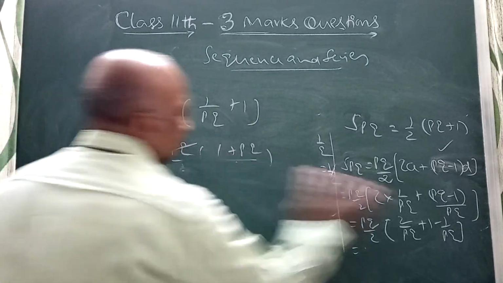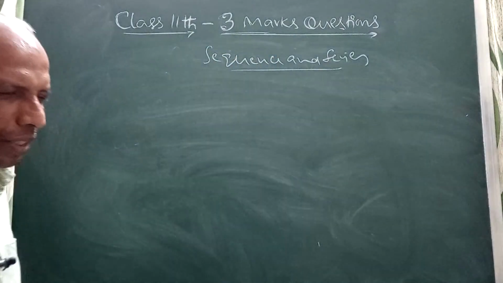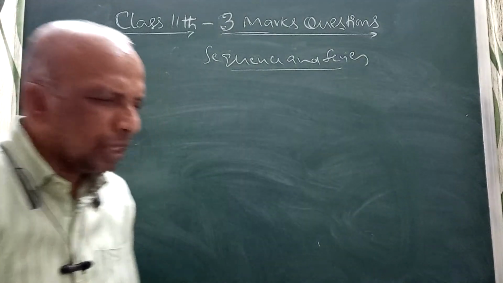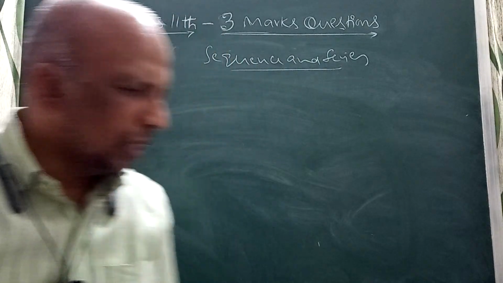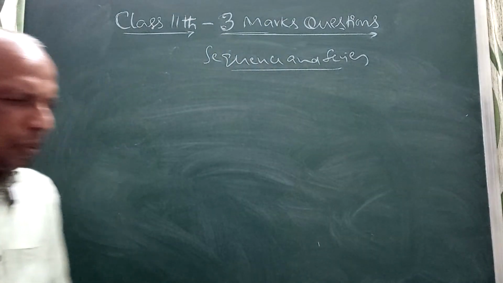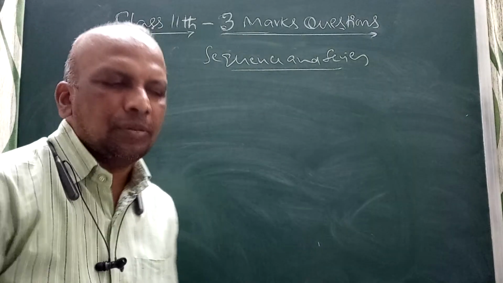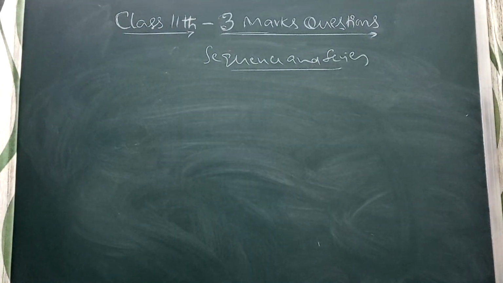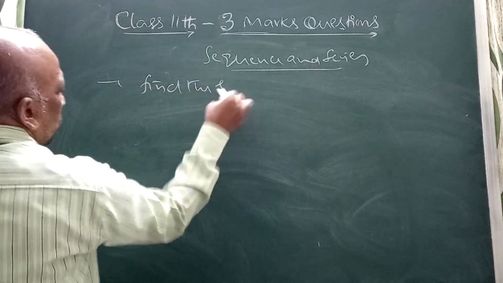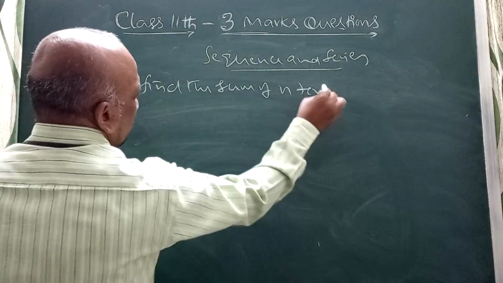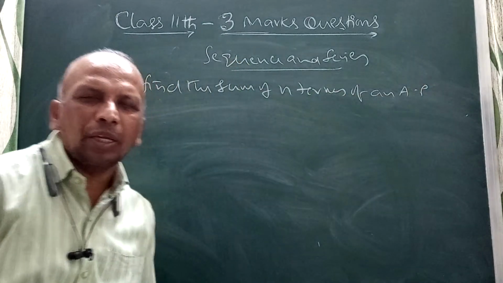Now, next in sequences and series, we can see another problem they may ask. How to find the sum of n terms of an AP whose kth term is 5k plus 1. Find the sum of n terms of an AP.